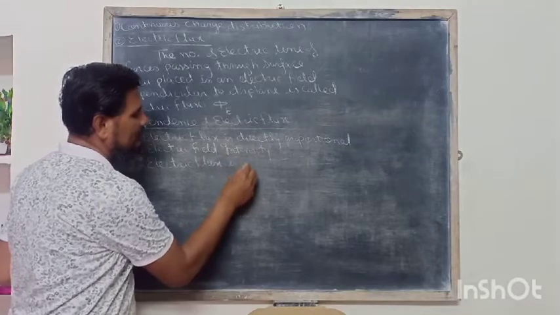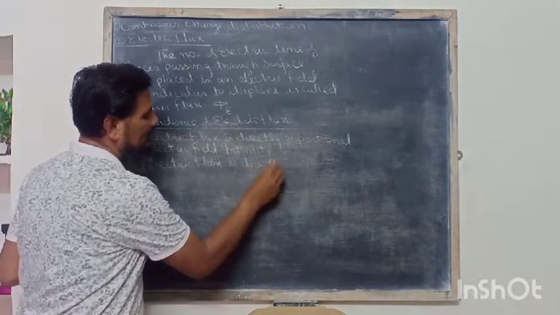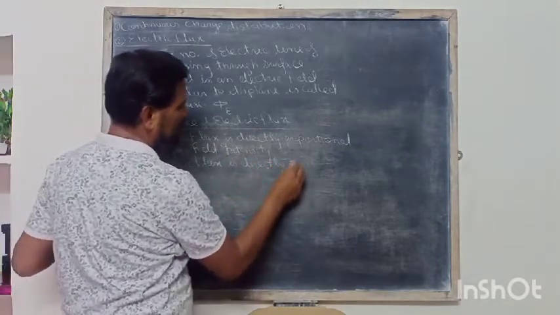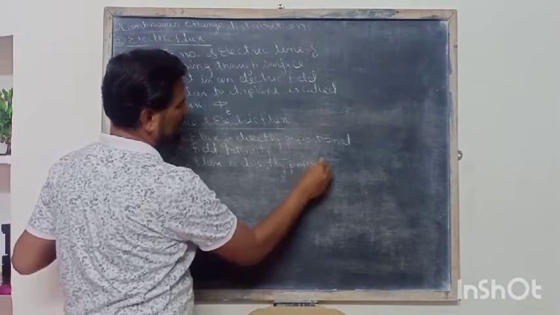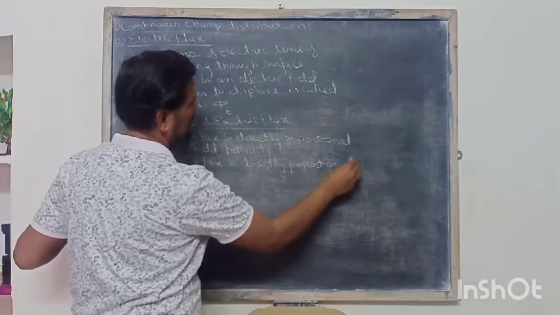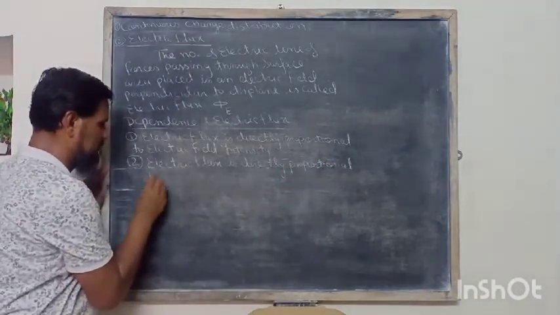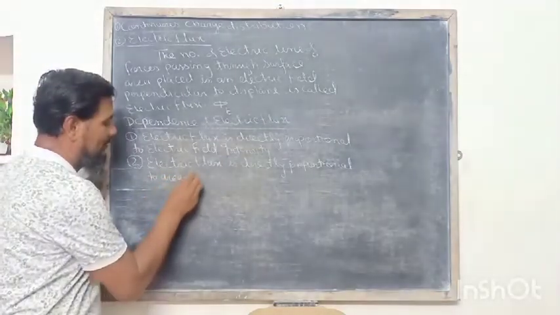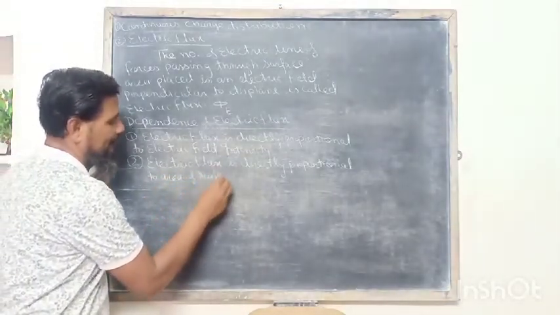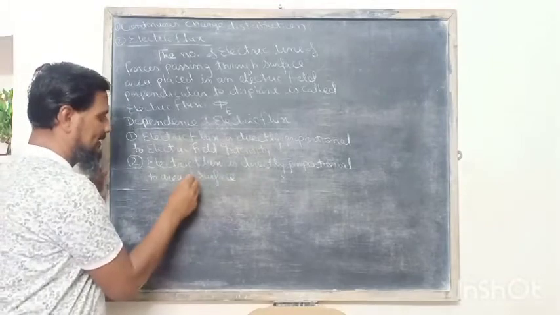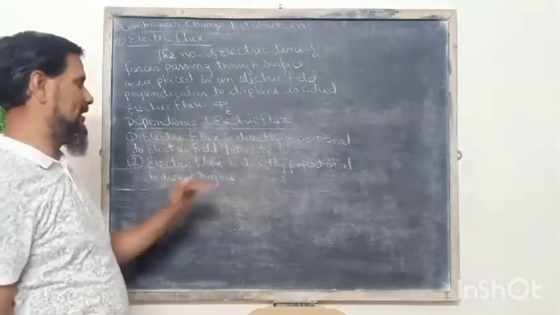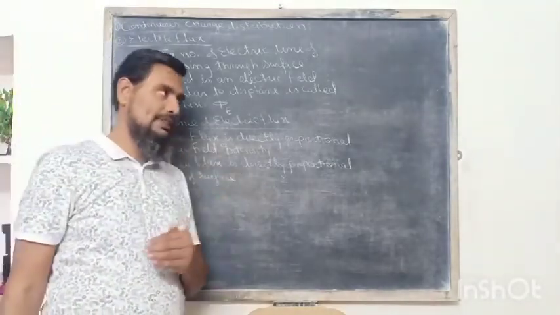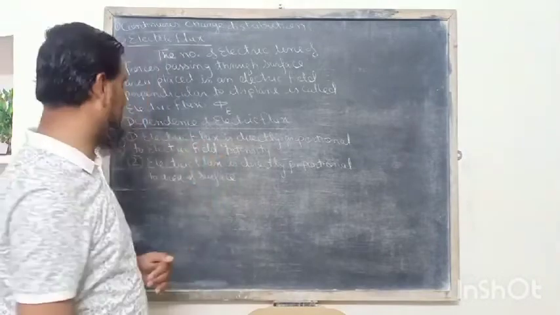So electric flux is directly proportional to the area of surface. Greater the area, greater will be the electric flux. Smaller the area, smaller will be the electric flux.